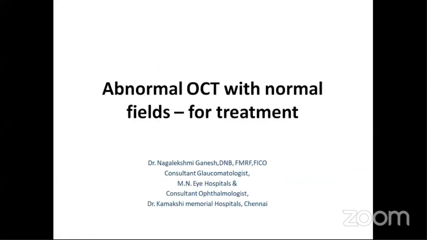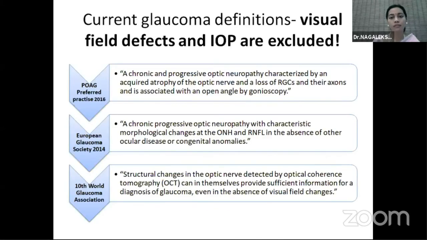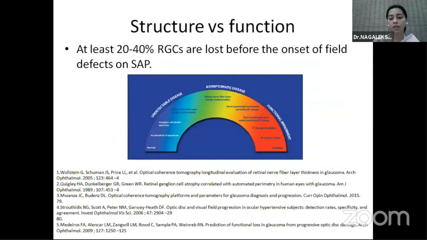Good afternoon to the esteemed panelists and other participants. I will be talking for treatment when there is an abnormal OCT with normal fields. The current glaucoma definitions have largely become pre-perimetric for a reason. The most important one is that about 20 to 40% of RGCs are lost before the onset of visual field defects on standard automated perimetry, as supported by a large number of studies.